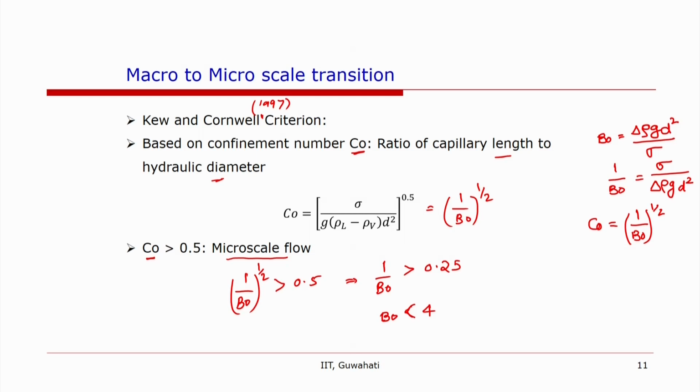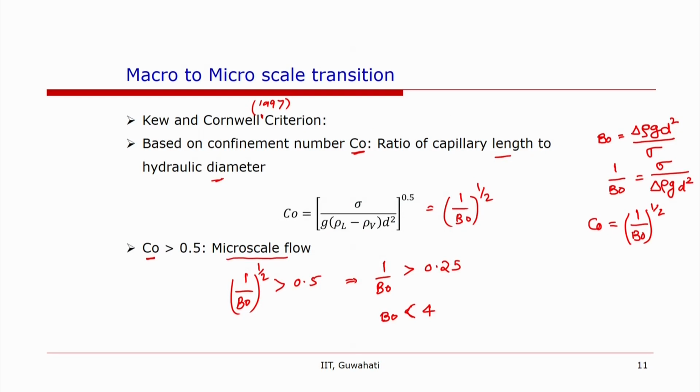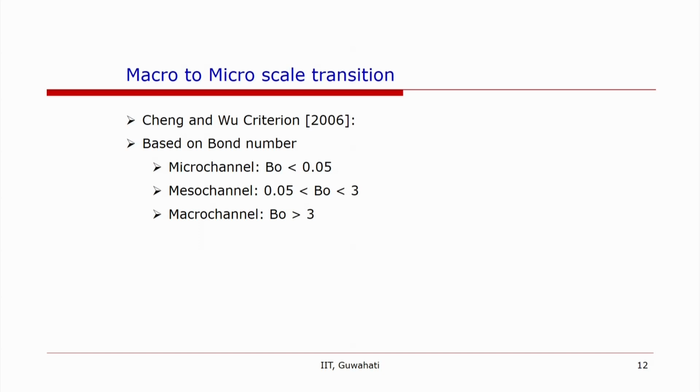So this criteria is based on the bubble departure diameter as a comparison, in this case a comparison of surface tension force and the buoyancy force. So this is one criteria that was suggested by Koo and Cornwell. Then another criteria based on the bond number was suggested by Chang and Wu. If the bond number is less than 0.05, then they termed it as microchannel, between 0.05 to 3 it was termed as mesochannel, and for bond number greater than 3 this was termed as macrochannel.